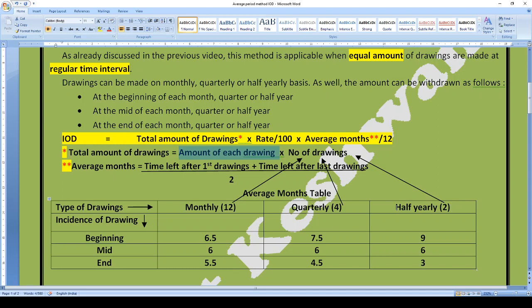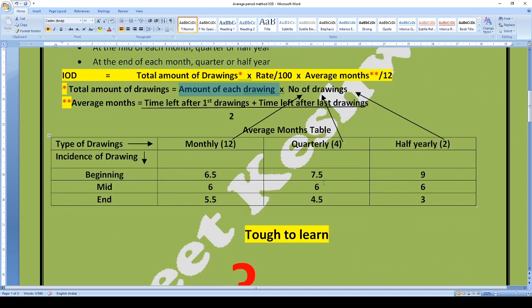So how is this to be calculated? The average month table. What is the trick? What is the tip to learn it very quickly? Here are some tricks for you, keep them in mind. First thing, if the withdrawal has been made at the mid, say at the mid of each month, at the mid of each quarter or at the mid of each half year.